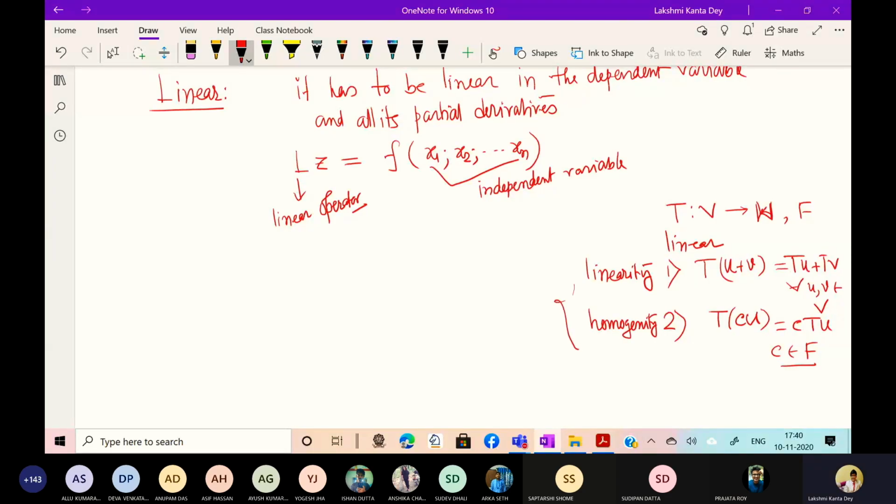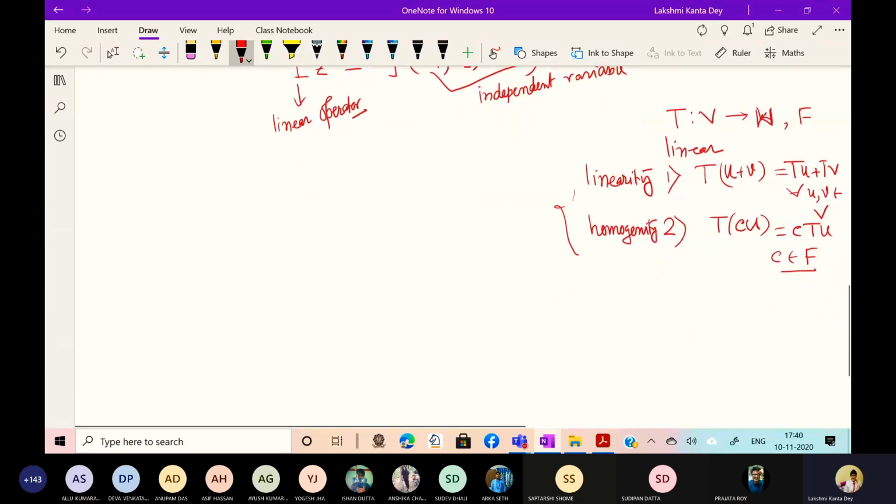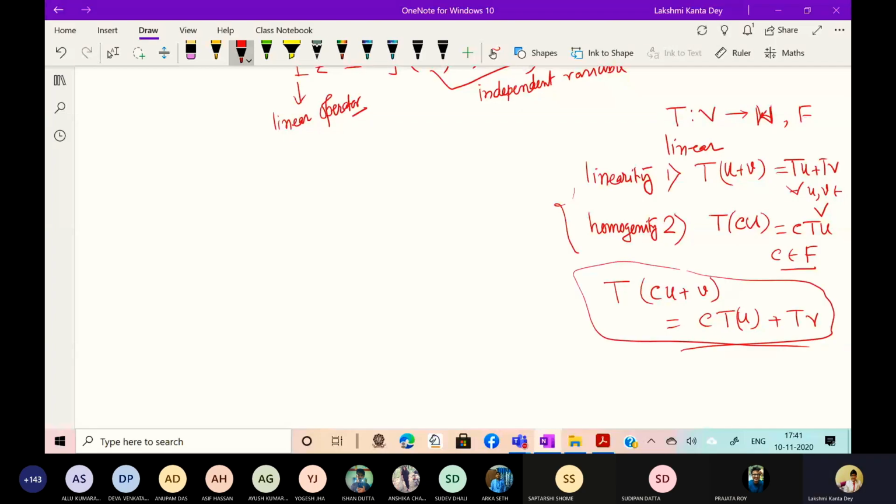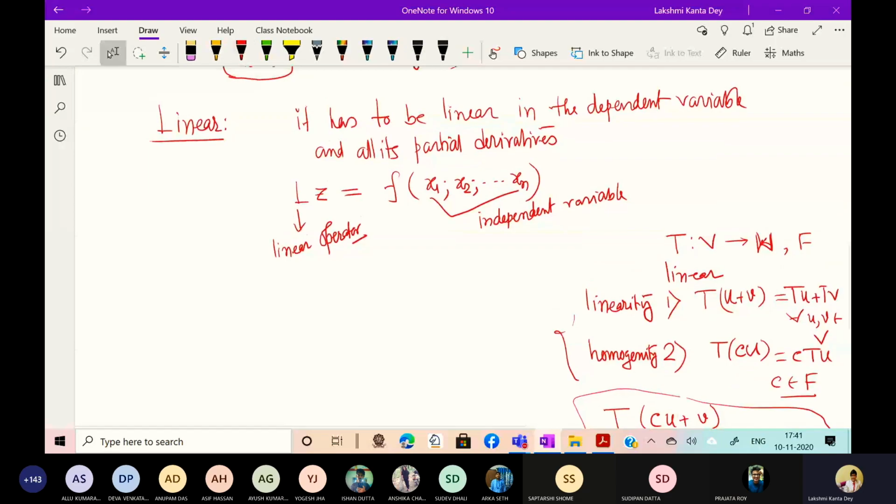So in one line, the definition can also be given as T of cu plus v is equal to c into Tu plus Tv, where c is a scalar and u and v are any vectors. It is composed of linearity and homogeneity both. So I think you can correlate what is meant by linear.